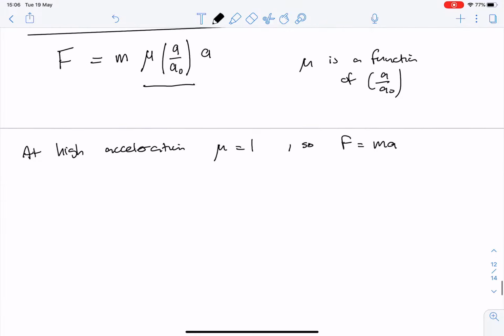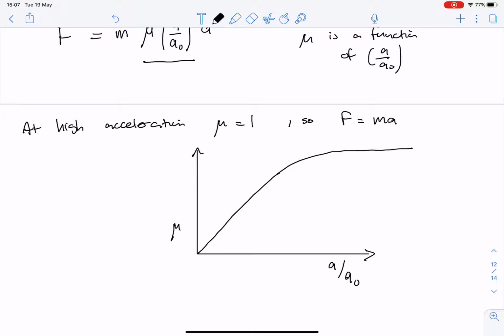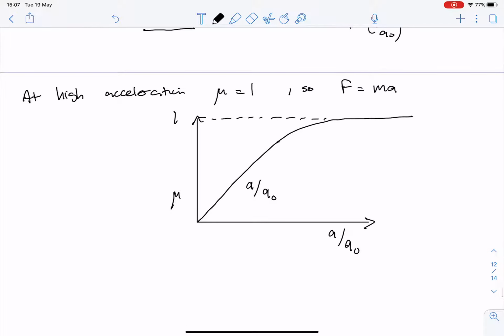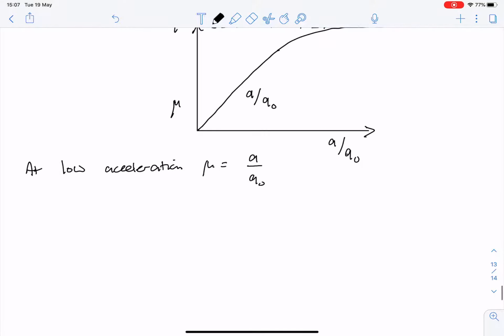But what it actually says is that I have a function which I don't know exactly what the form's going to look like. But if I plot here a over a naught versus mu, then in the low acceleration regime it's going to be linear, and then it's going to gradually plateau so that in the high acceleration regime it's going to be equal to 1. So this is just linear down here, so mu is just a over a naught for low a and 1 for high a. So at high accelerations mu equals 1, at low accelerations mu equals a over a0. And a0 is something new. It's an acceleration constant.